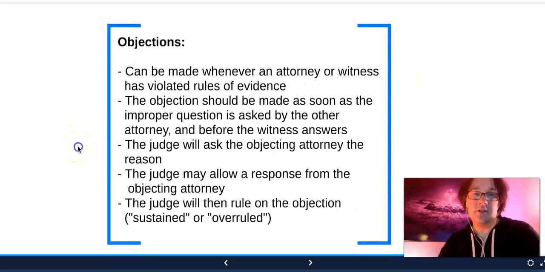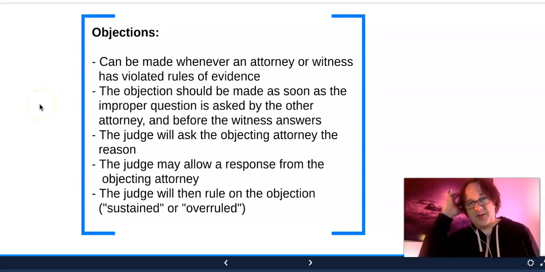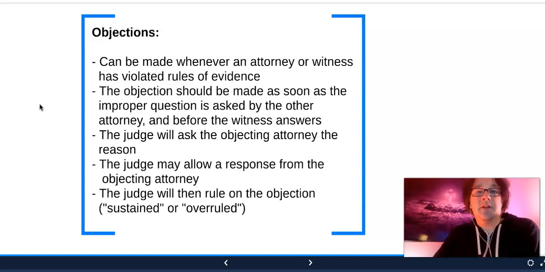When it comes to objections, we'll have a handout, and maybe I'll do a little video, or maybe I'll find a video about some of the more common objections that are made, some of the ones that happen most frequently. But objections can be made whenever an attorney or a witness has violated the rules of evidence. The objection should be made as soon as the improper question is asked by the other attorney, and before the witness has the opportunity to answer.